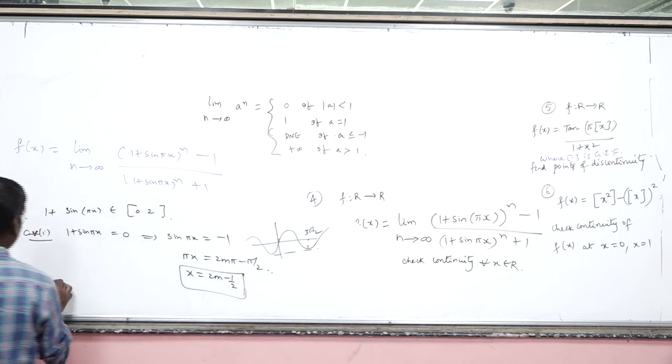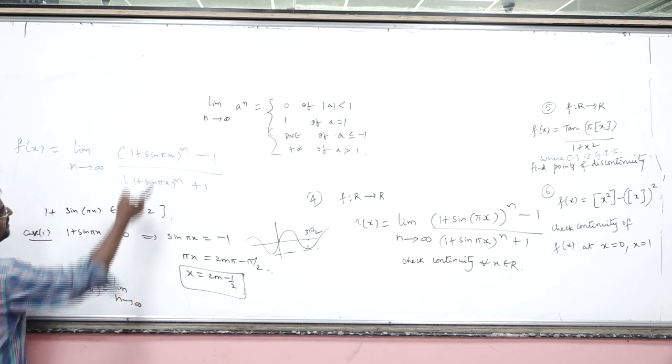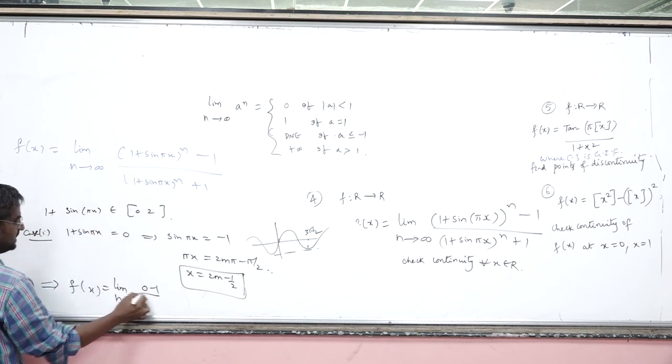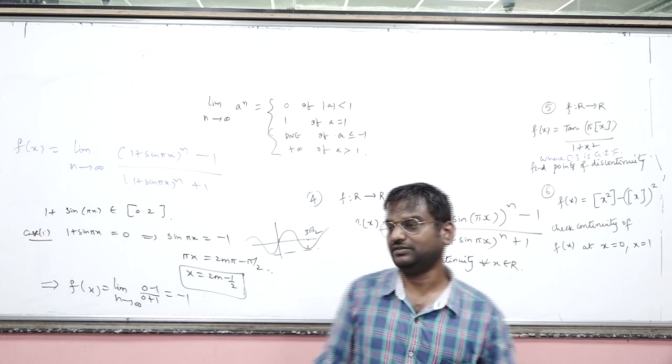So in that case, what will happen to your f of x is simply limit n tends to infinity. This part will be 0. 0 minus 1 by 0 plus 1. That is simply minus 1. 0 power plus infinity is also 0.